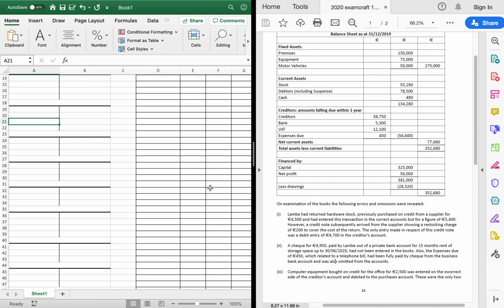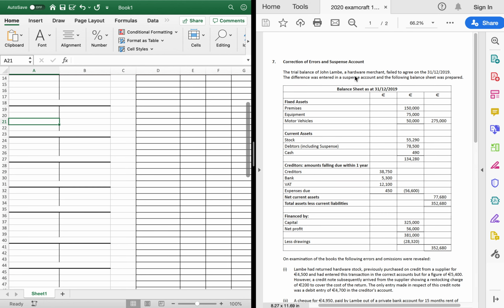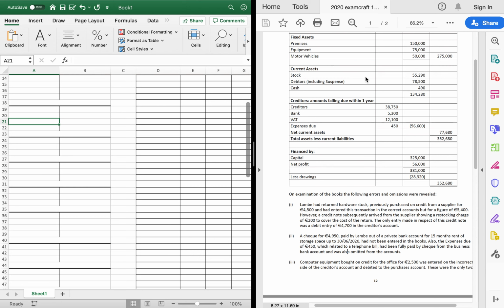So, if the whole thing is ruled out, just check what type of business he is. He's a hardware merchant, so the only thing that really can be purchases for him is stuff that he's going to resell. So hardware type stuff, paint or whatever it might be, or hardware stock. Number one, it says Lambe had returned hardware stock previously purchased on credit from a supplier for 4,500 and entered this in the correct accounts, but for a figure of 5,400.